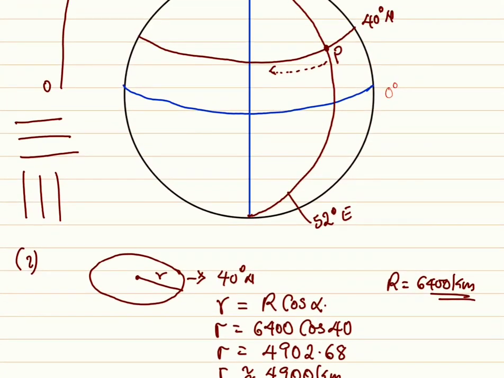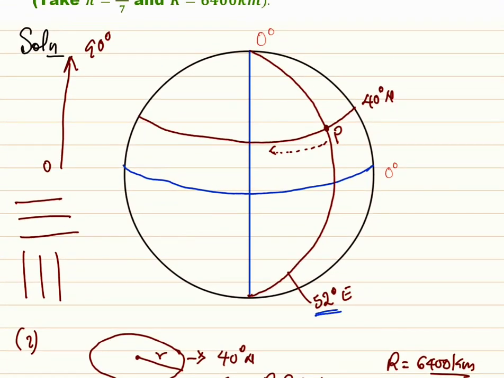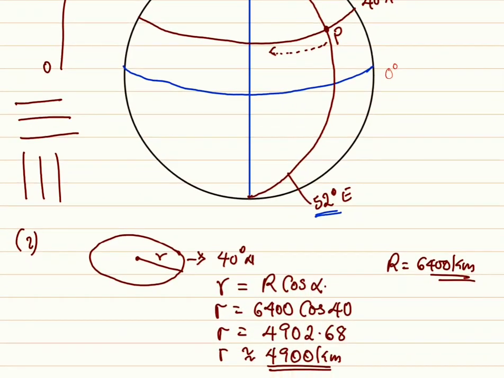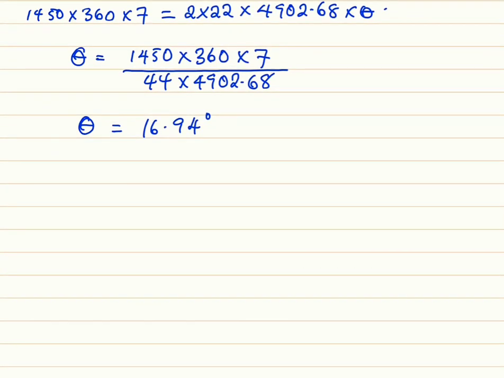Now, let me tell you something. The fact that the angular difference is smaller compared to this latitude means that they must be in the same direction. Because to work out our angular difference, we said if they're in the same direction, we subtract, and when they're in different directions, we add. Now, our theta is going to be the longitude of P minus the longitude of Q. And remember, that is what we are looking for, the longitude of Q.